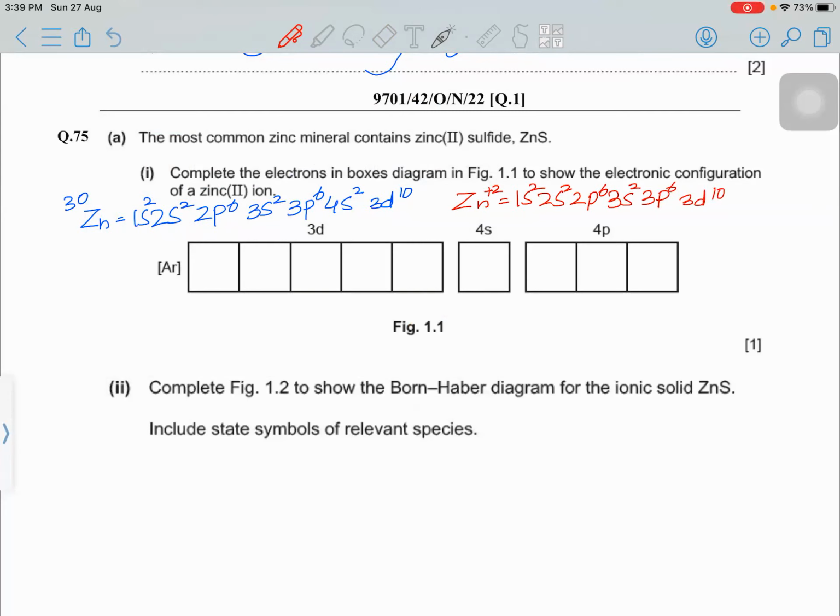So how many electrons would be in 3d? Yes, 10. So this is argon, 18. Now 1, 2, 3, 4, 5, 6, 7, 8, 9, 10. So this would be the electronic configuration of the zinc 2+ ion.